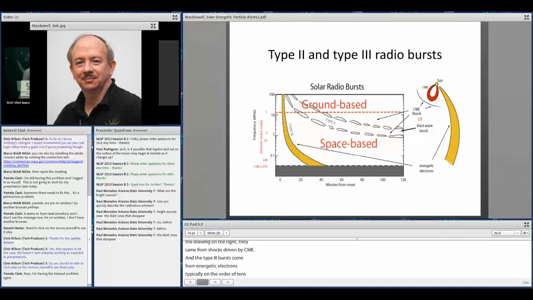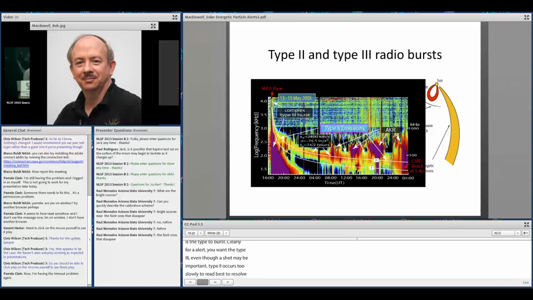And then my colleague, Mike Kaiser, made this drawing which shows what the dynamic spectrum looks like, where towards the left you see a type 3 burst coming from high frequencies down to low frequencies related to those energetic electrons, and then you see this more blobby, slower drifting material, which is the type 2 burst. Clearly, for an alert, you want the type 3s, because even though the shock may be important, the type 2 burst is occurring too slowly to resolve that need for rapid alert. So if you look at the data, it might be a little clearer.